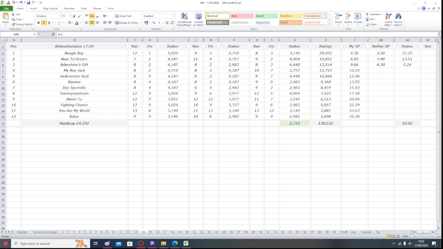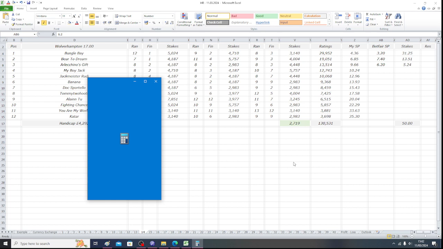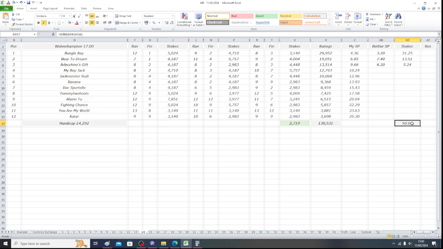And if we back Arlecchio's Gift, I'm just going to get the calculator out for you. 6.2 is the SP times 5.24 is the stake, because we couldn't have any more on, and this will give us somewhere in the region of £32 back. So yes, we would lose, but it wouldn't be much, just £18.